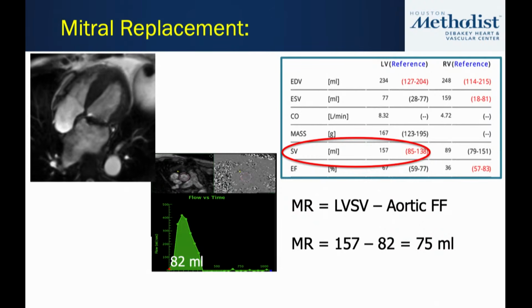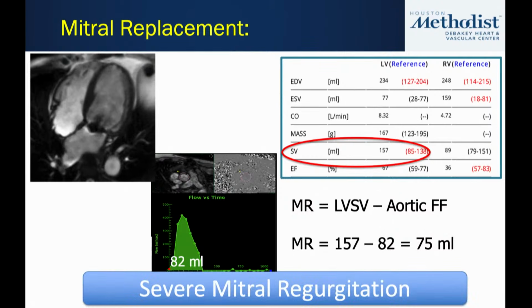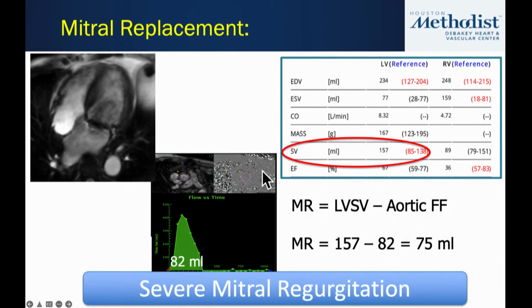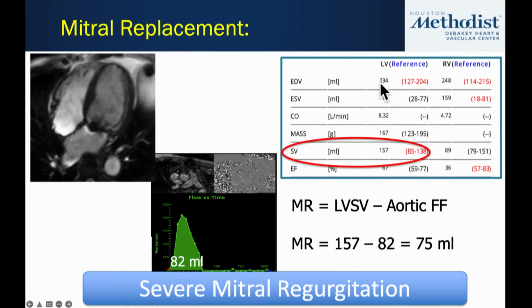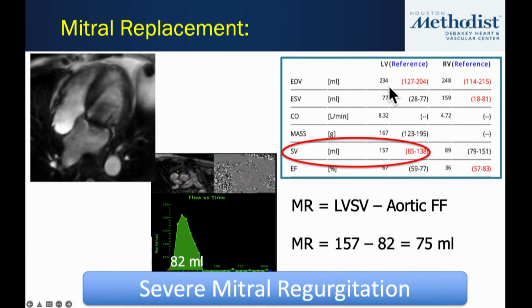One of the advantages, obviously, in addition to assessing the severity, is we're also able to look at the LV remodeling, and you can see here, not only are we getting severe regurgitation, we're getting confirmation of that by the fact that you have a very large LV end diastolic volume, well above what you would expect for a patient of this size in BSA.